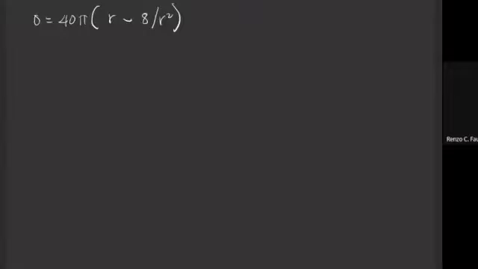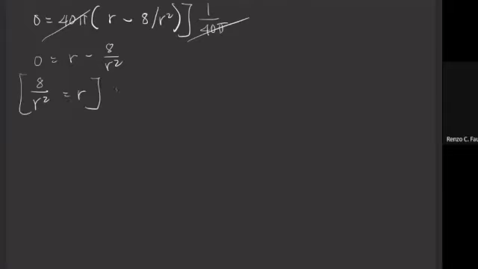So how do we solve for the r? We can multiply both sides by 1 over 40 pi. So mawala na yan. So 0 pa rin to. We have r minus 8 over r squared. And we transpose 8 over r squared to the other side. And we multiply both sides by r squared. So we have 8 equals r cubed.